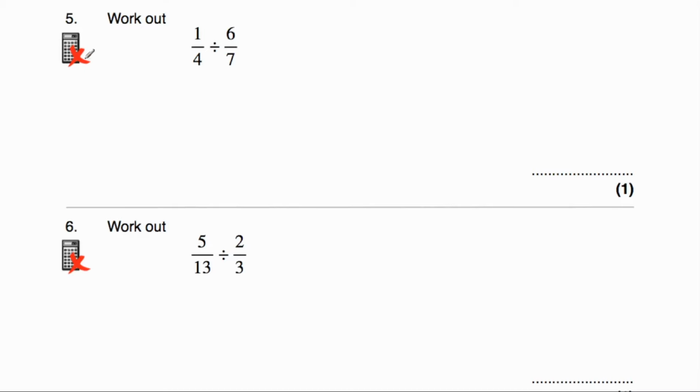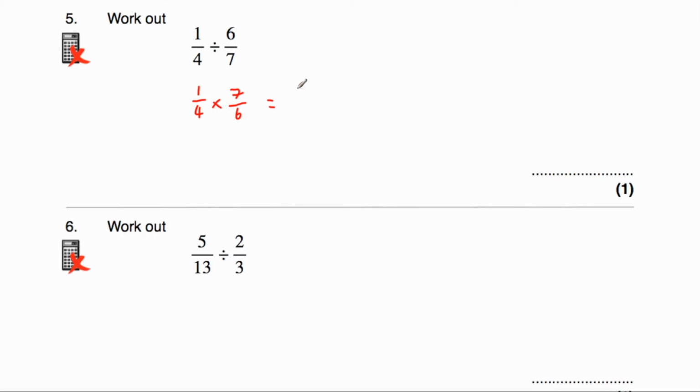Okay, let's have a look at question number 5. So question number 5, we've got a question involving division. We've got work out 1/4 divided by 6/7. So instead of dividing by 6/7, we're going to multiply by its reciprocal. So it's going to be 1/4 multiplied by 7/6, the reciprocal of 6/7.